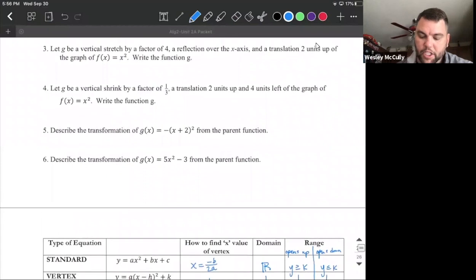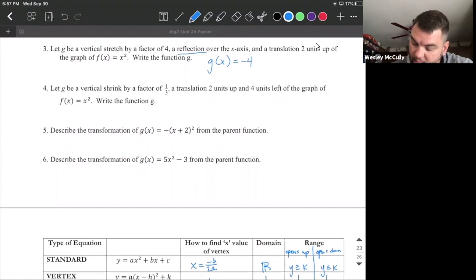Number 3 says, let g be a vertical stretch by a factor of 4, a reflection over the x-axis, and a translation 2 units up of the graph of f of x equals x squared. So that's the parent function. It says write the function g. So we're going to use function notation g of x equals, we have a reflection over the x-axis. That tells me that my first number is negative. And a stretch by a factor of 4, g of x equals negative 4.